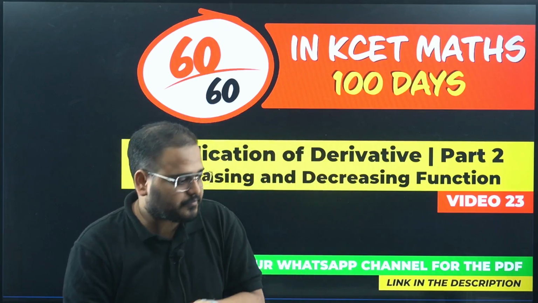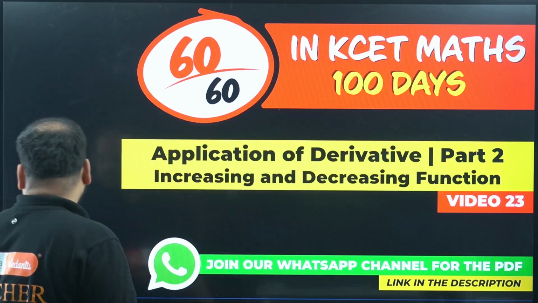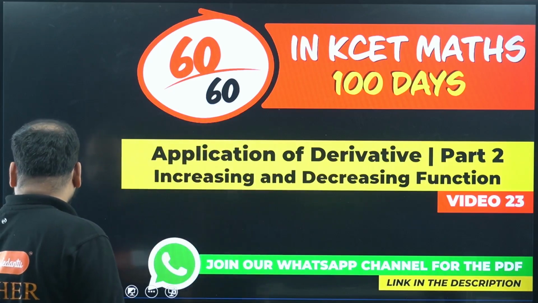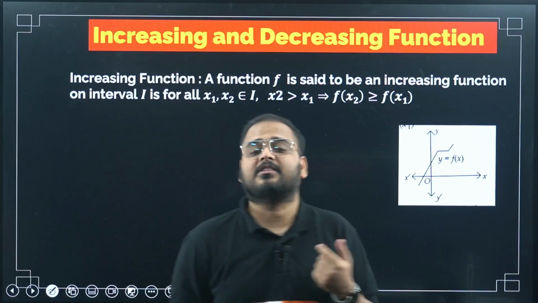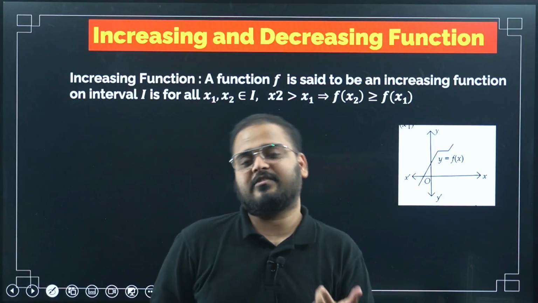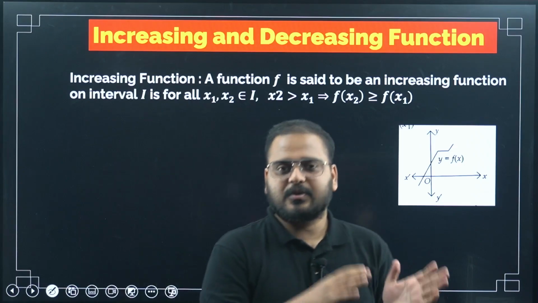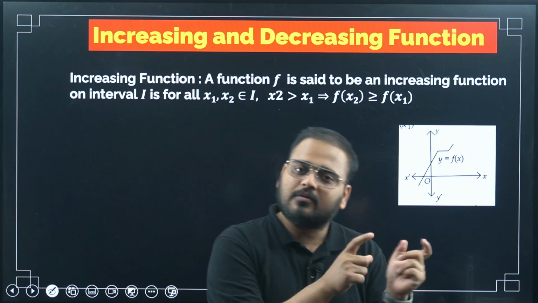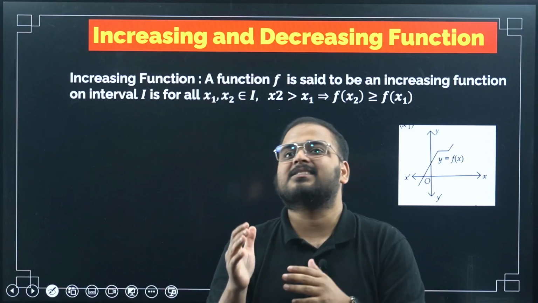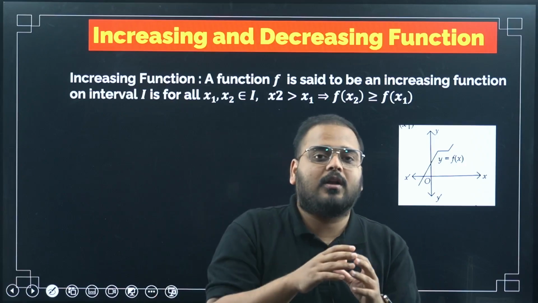Okay, chaliye. So with this known, we're starting with the first concept, not the question. When can we say a function is increasing? When we hear this word increasing, if you have learned a little bit before this session, you'll know the other word that comes: strictly increasing. We'll see the difference between them right now. For now, just understand when can we call a function increasing.